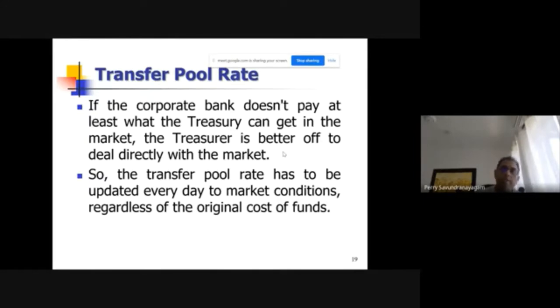So if the corporate bank doesn't pay at least what the Treasury can get in the market, like I said on the Treasury bills, Treasury is better off to deal directly with the market, meaning interbank or invest it in government securities. So the transfer pricing will have to be updated every day to market conditions regardless of the original cost. So remember, the pool rate doesn't mean the benchmark you're using changes. The benchmark is the same. It's 3 months, 6 months, 1 year. It could change if there's a drastic thing, but the actual rate itself will change based on the market rate prevailing at that point in time.